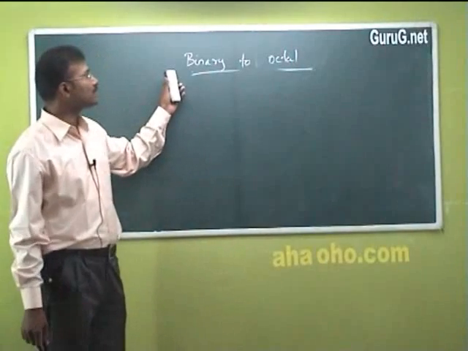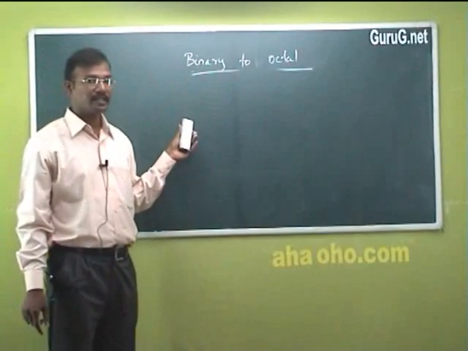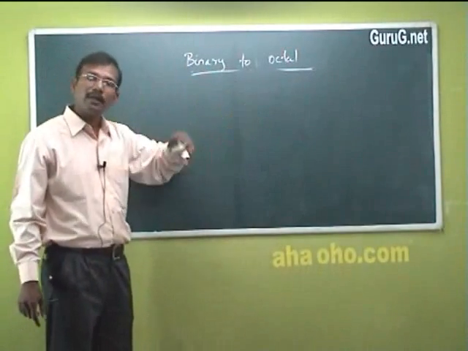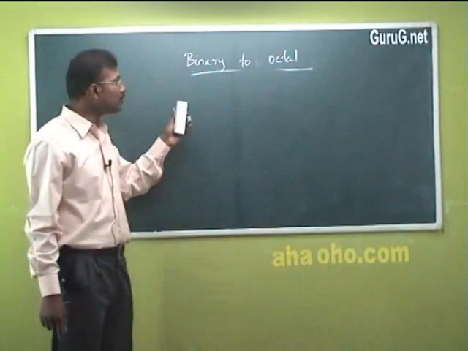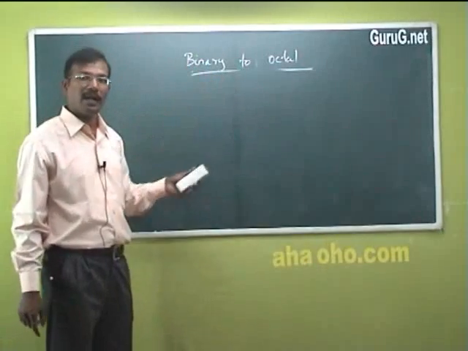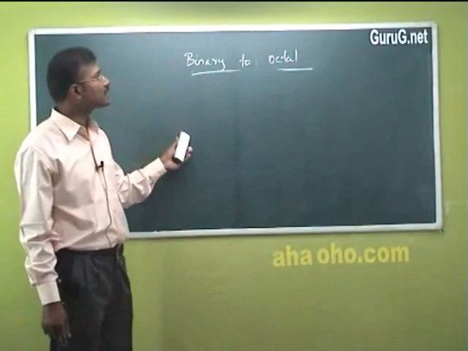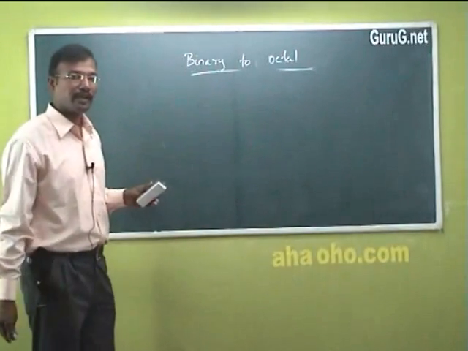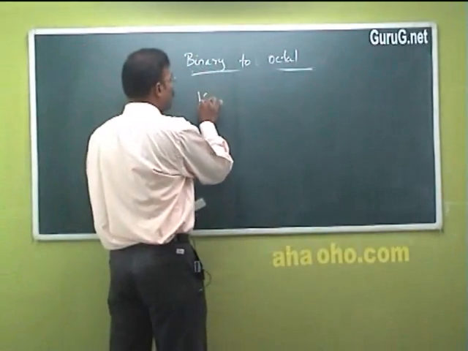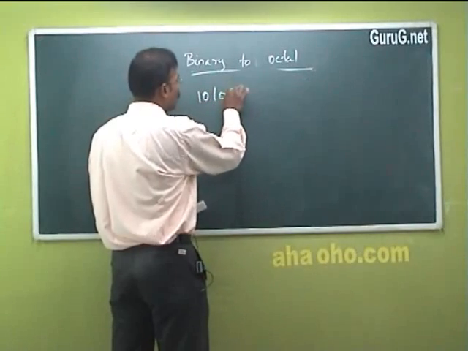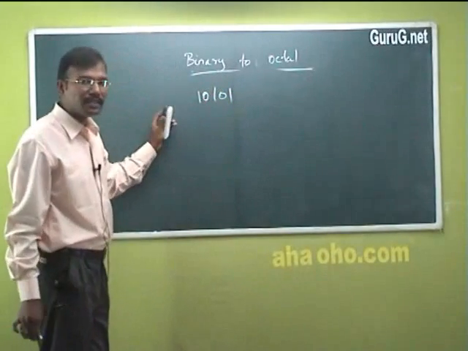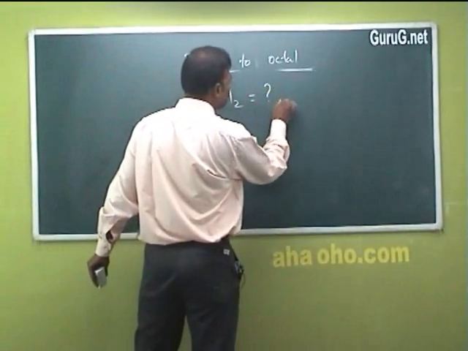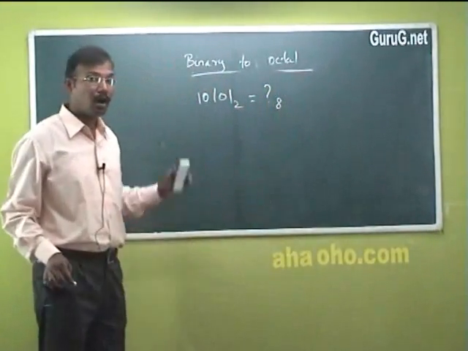Now we are going to discuss binary to octal. So far we have discussed octal to binary and hexadecimal to binary. The reverse should also be possible. So we are discussing binary to octal, and then we will see how to convert binary to hexadecimal. Suppose you are given the number 10101, and you need to convert this number to octal. So this should be represented in octal. How are we going to do it?